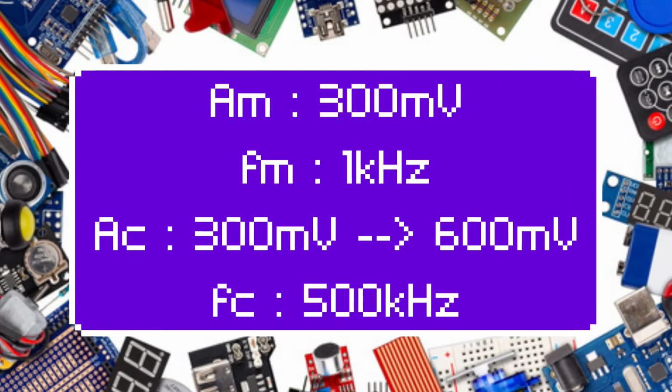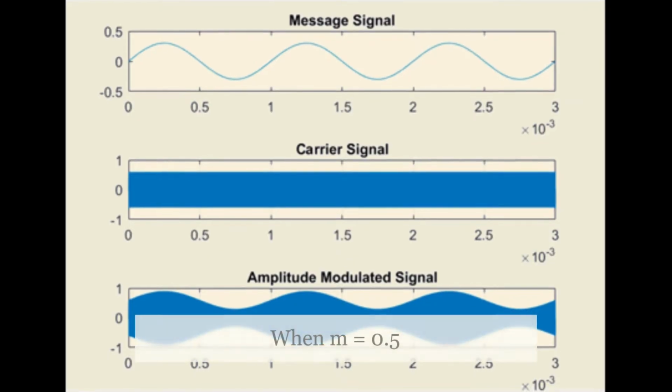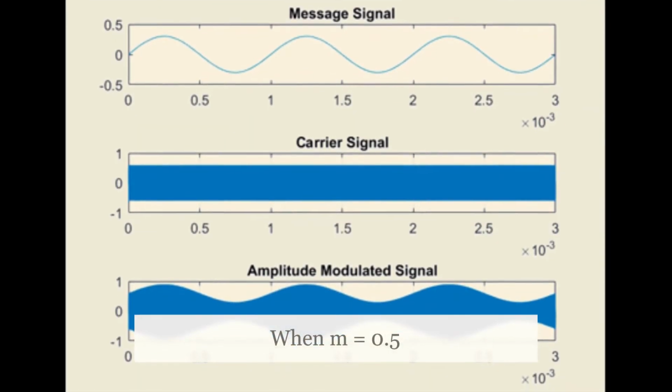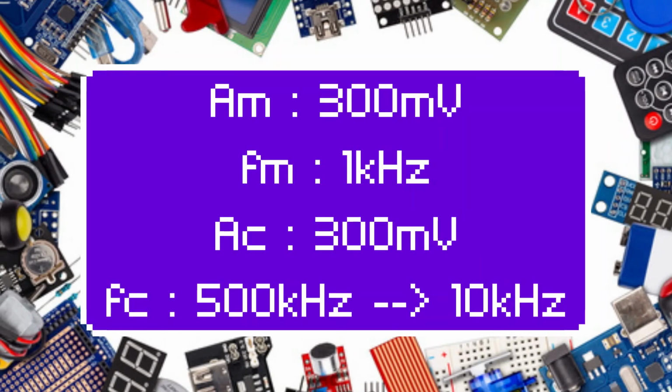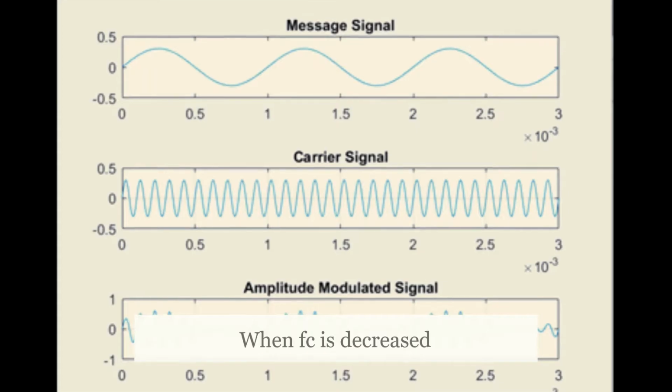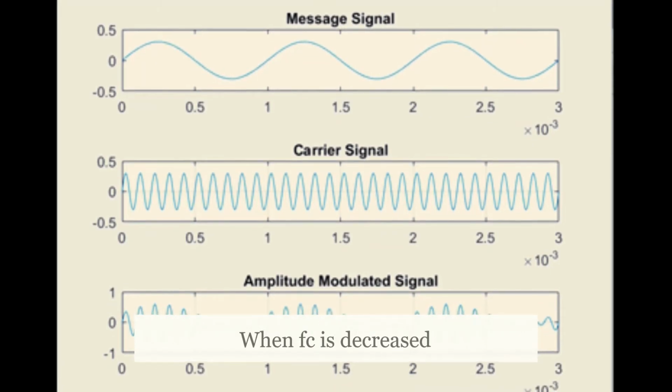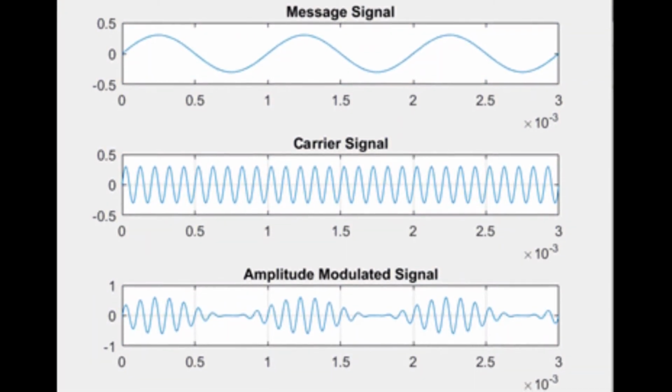Next, we change the carrier amplitude to 600 mV, and now the modulation index is 0.5. As m is less than 1, the modulated signal will be partially modulated as shown. Lastly, when we change the carrier frequency to a smaller value, it can be seen that the modulated signal envelope still remains the same while only the frequency of carrier changes.